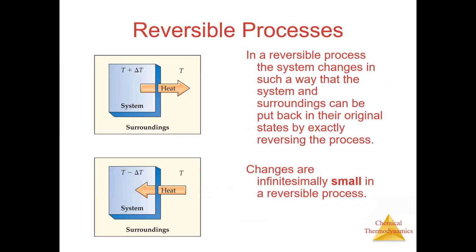Reversible process. In a reversible process, the system changes in such a way that the system and surroundings can be put back in their original states by exactly reversing the process. Changes are infinitesimally small in a reversible process.